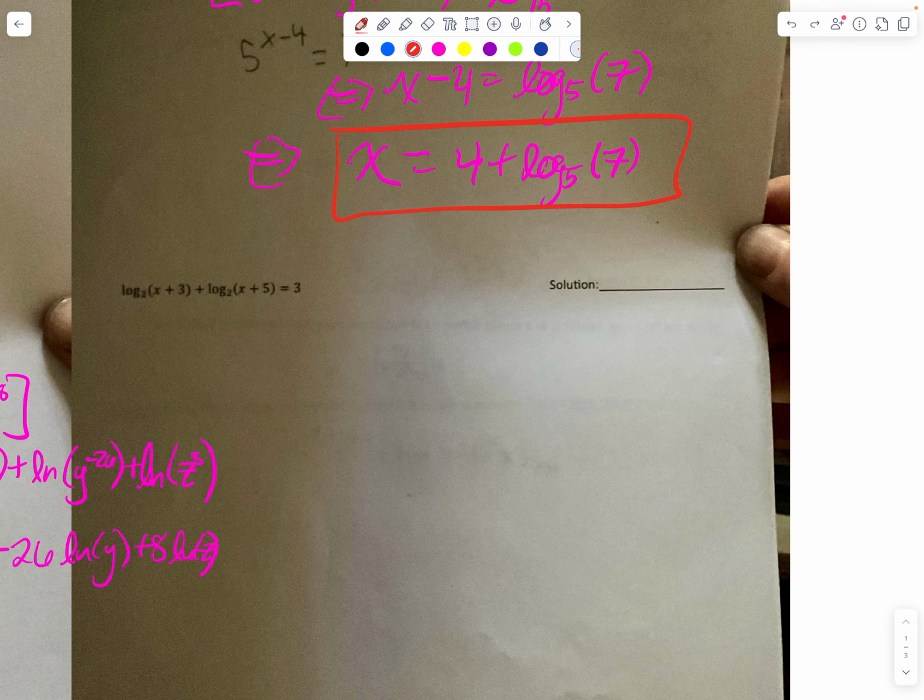Here, we got two different logs. Good thing we know that the sum of the logs is log of the product. So since they're both log base 2, that's a number and that's a number, those are the names. We can multiply them. Wait, this is a 3. This one's a 5. I don't like that.